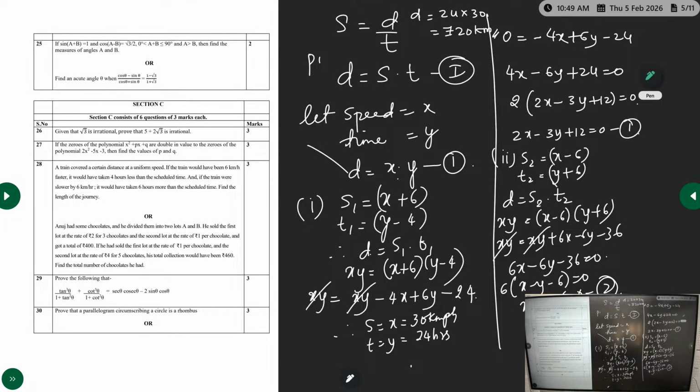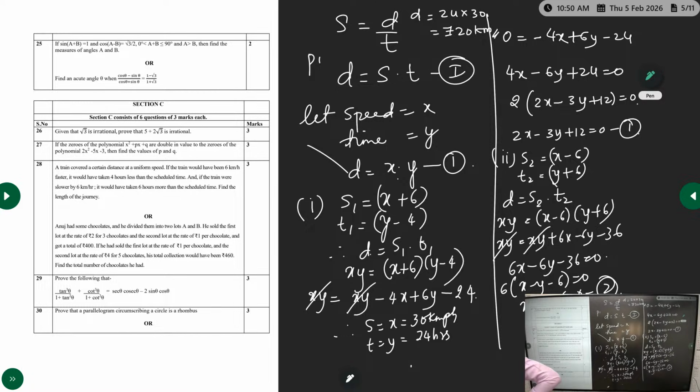Now, what do you think of the second one? Anuj had some chocolates, don't know how many, and he divided them into two lots, A and B. He sold the first lot at the rate of ₹2 for 3 chocolates, and the second at the rate of ₹1 per chocolate. What is the meaning of this rate? Where did you learn this concept of rate?